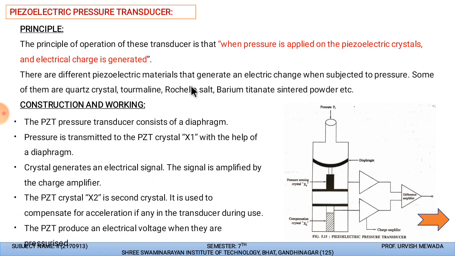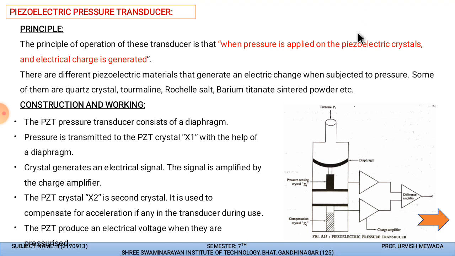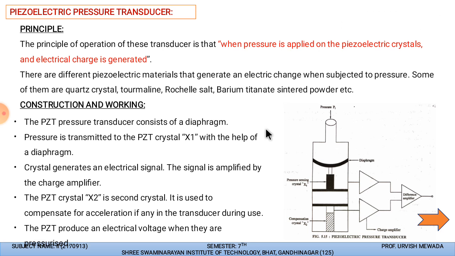So piezoelectric pressure transducer, basically we are all aware of the name piezoelectric. So what do we mean by piezoelectric? Piezoelectric or quartz material is a material having a property that whenever we give mechanical pressure to that piezoelectric crystal, it will produce an electrical output, and whenever we give an electrical input to the piezoelectric crystal, it will vibrate. So it is a vice versa transducer. Here we are going to use the piezoelectric crystal or piezoelectric transducer for pressure measurement. So this is the setup which can be used to measure a pressure.